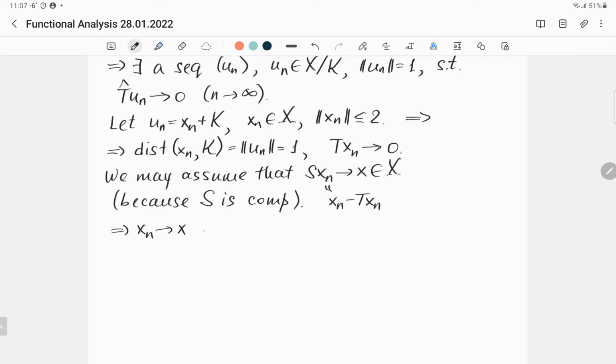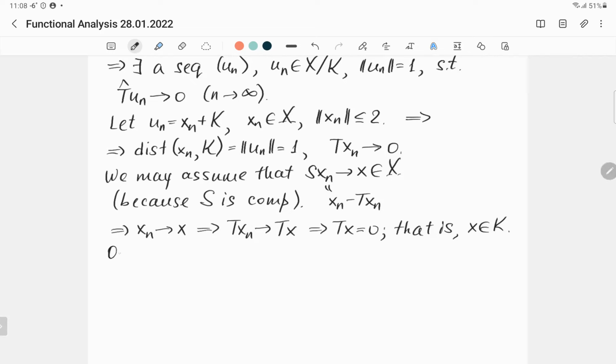xn converges to x, and by continuity of T, we see that Txn converges to T of x. But we already know that Txn converges to 0. And so this implies that T of x is 0. That is, this means that x sits in the kernel of T. x belongs to K, where K is the kernel of T.